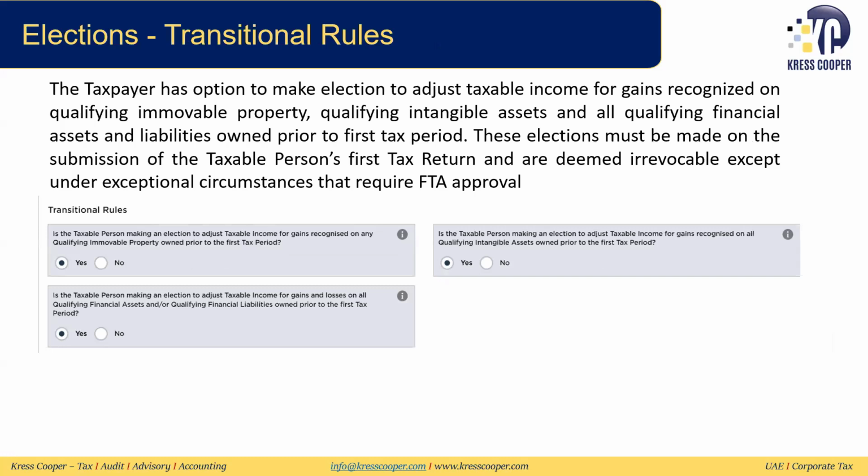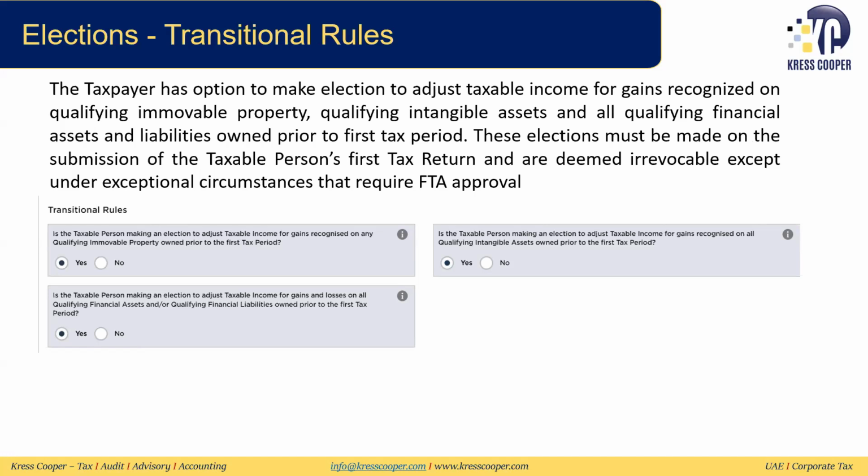Then the second election it will ask you to make is for the transitional rule. Now this transitional rule will be only applicable for the first tax period. Here you need to make the election if you want to adjust the taxable income for the gains which are recognized on qualifying immovable property, qualifying intangible assets, and all qualifying financial assets and liabilities which are owned prior to the first tax period. You need to make the elections for all of these three groups. And this election has to be made in the first tax period. It's only relevant to the first tax period because it is a transitional rule, and it is also irrevocable.